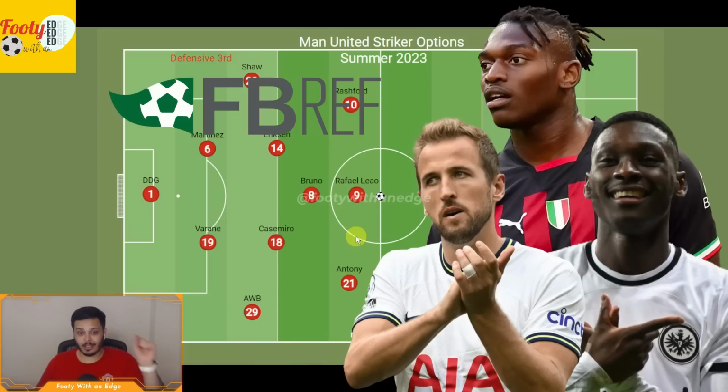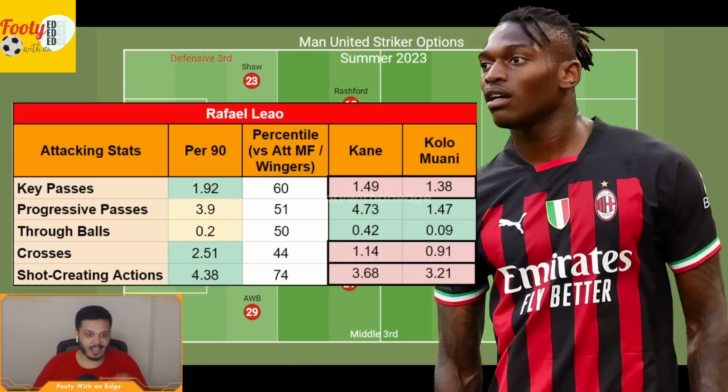So to correct this, let's bring in Kane and Kolo Muani's stats side by side to see how good LEAO would be if he was considered a forward. And the difference is night and day. LEAO has almost 2 key passes per 90, which is 33% higher than Kane. He has 2.5 crosses per 90, which is double that of Kane and almost triple that of Kolo Muani. And he has more shot creating actions than Kane, mostly owing to the fact that he's much better on one-on-one situations. And even for progressive passes and through balls, he isn't a million miles away from Harry Kane.